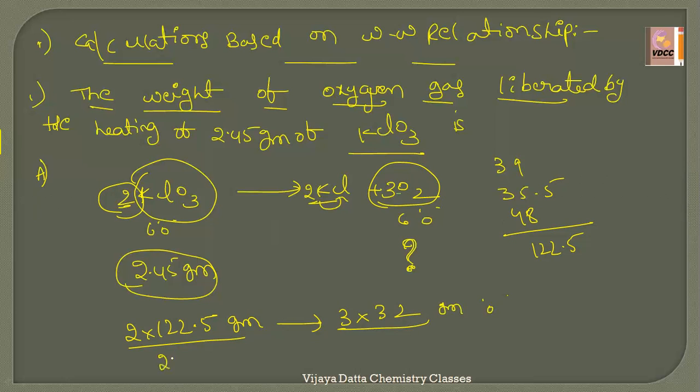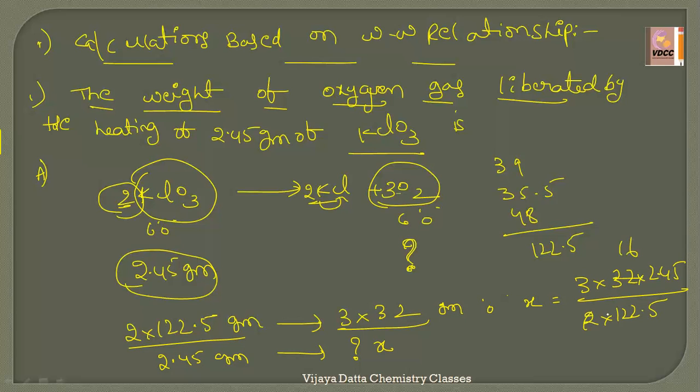Then 2.45 grams of KClO3 gives you how much? Suppose we consider it as x, simple cross multiplication. X is equal to 3 into 32 into 2.45 divided by 2 into 122.5. If you calculate this, you will get the answer, 0.96 grams. You calculate like this.